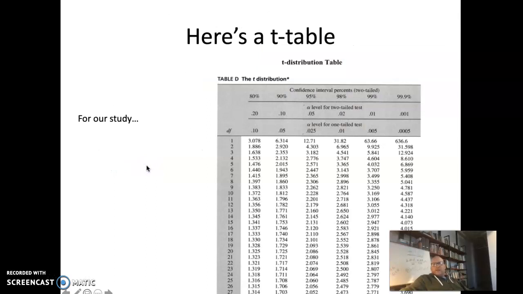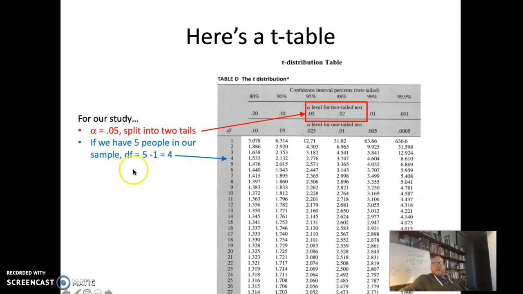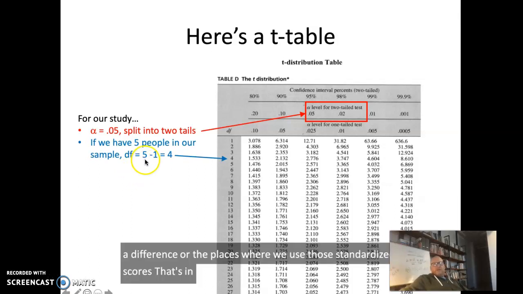So here's a t-table, and we need to do 2 things. First, we want 0.05 split into 2 tails. So that says alpha for 2-tailed test, 0.05. And then we need our degrees of freedom. In this case, we have a sample of 5 individuals.